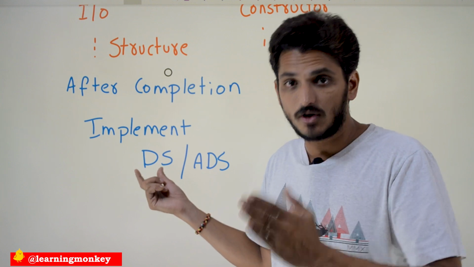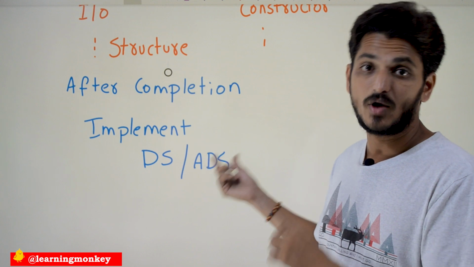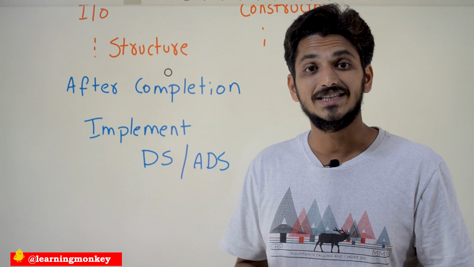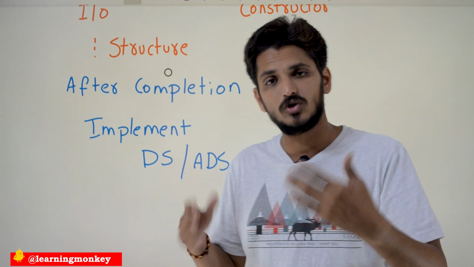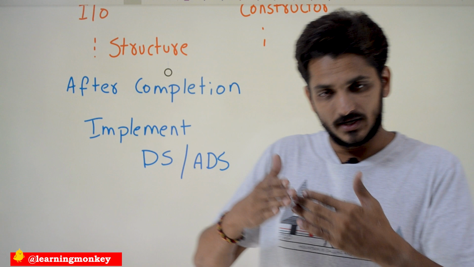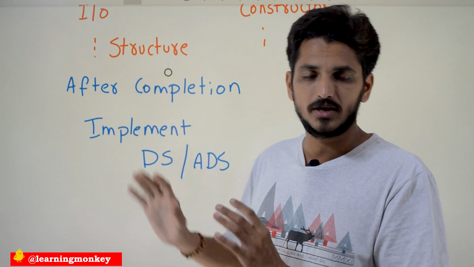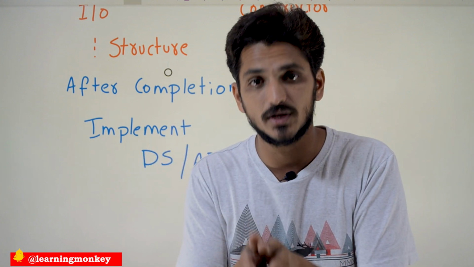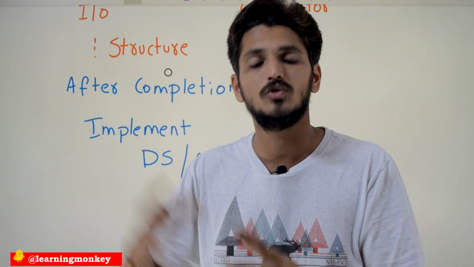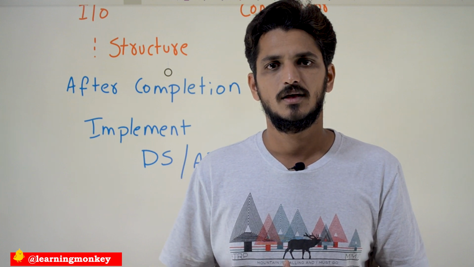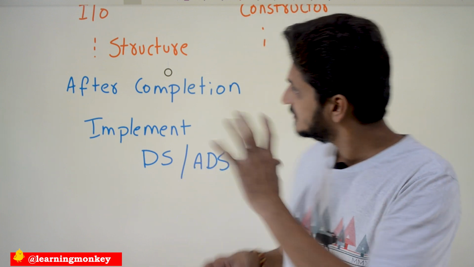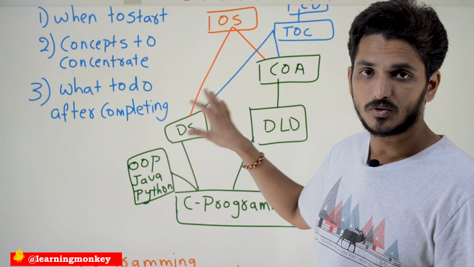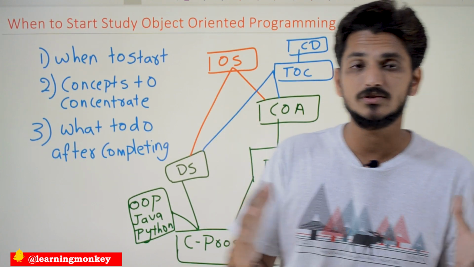If you want to go for product development companies, start implementing advanced data structures concepts in object-oriented programming, so that this helps you a lot in your placement exams, and not only in placement exams. After completion of Java or Python, whatever you look at in the real world, everything is object oriented. So these are the things you have to do after completion of object-oriented programming, for a better understanding of computer science subjects.